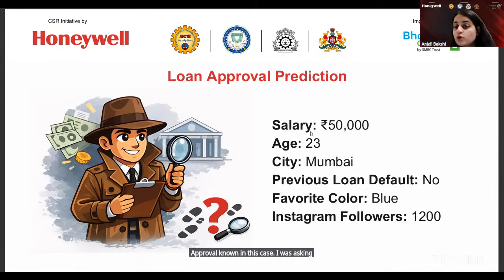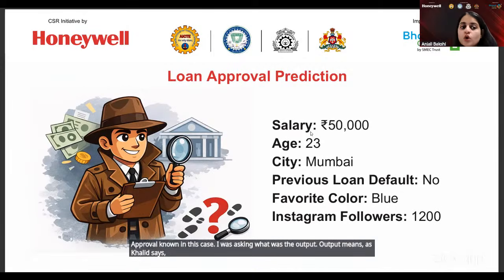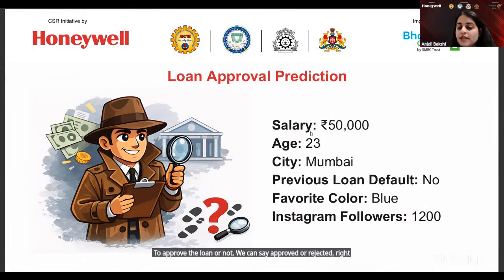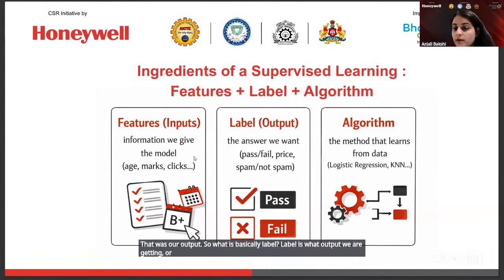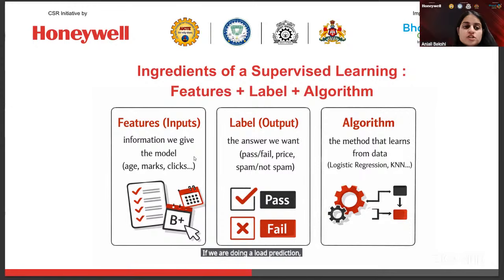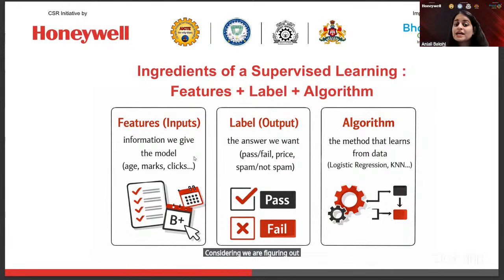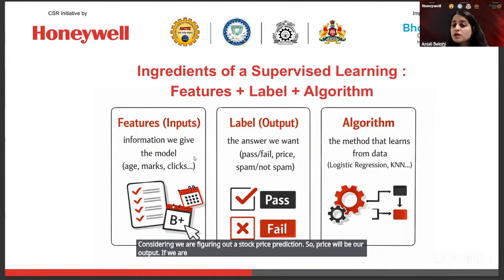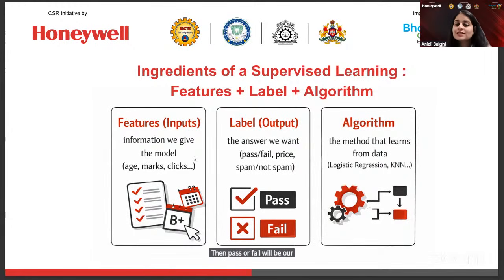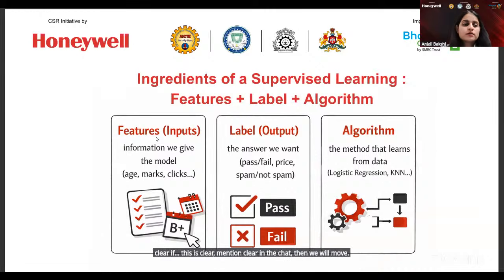I was asking what was the output. Output means, as Khalid says, to approve the loan or not. We can say approved or rejected, right? That was our output. So what is basically a label? Label is the output we are getting or the answer we want. If we are doing loan prediction, approved or rejected will be the output. If we are figuring out stock price prediction, price will be our output. If we are checking whether a student will pass or fail, then pass or fail will be our output, and this output in technical terms is called a label, right? So clear what are features? Features is the input we give, label is the output we get. Clear? If this is clear, mention clear in the chat, then we will move forward.